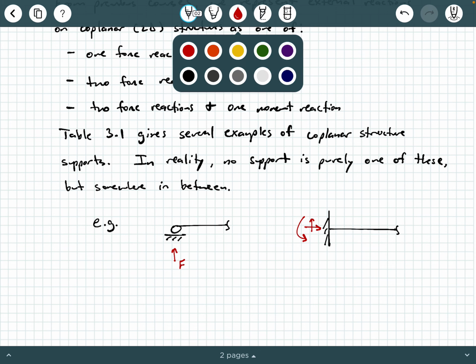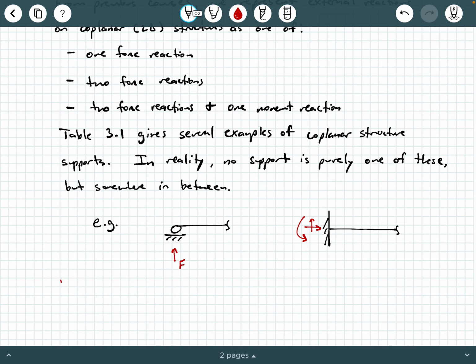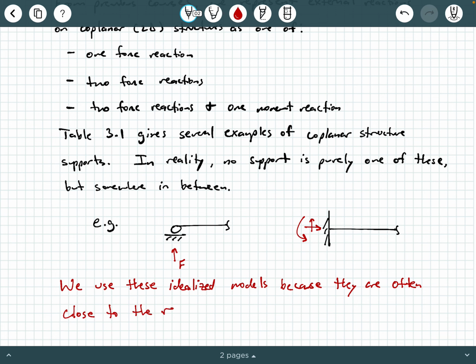So we're going to make a note here. We use these idealized models because they are often close to the reality of our supports.